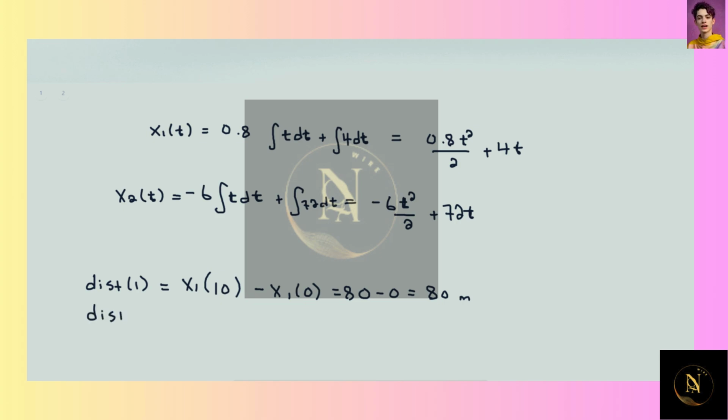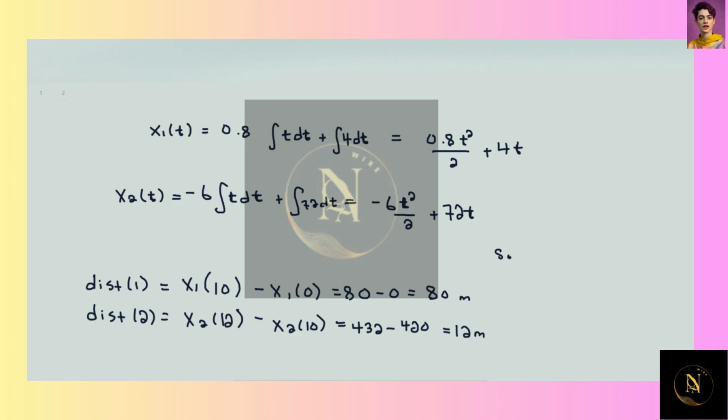The distance along the second path is equal to x2 of 12. In this case, I'm using the rightmost point of the second path. And then the leftmost point of the second path is at 10. So I have that. Plugging these two values into this for t and simplifying gives 432 minus 420, which is equal to 12 meters.